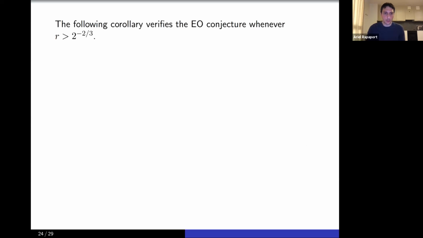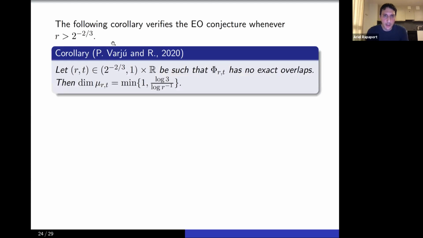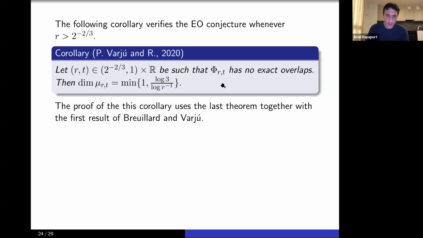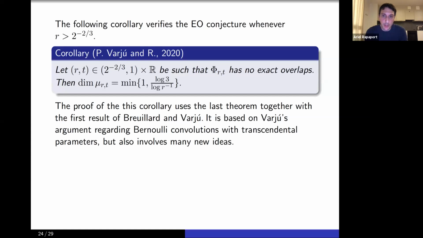I'll move on to the last two corollaries, which are more interesting and require more work. The following corollary verifies the conjecture for every point in the parameter space whenever r is larger than this constant. So it says that for points in the parameter space where r is larger than this, if we know that phi_(r,t) has no exact overlaps, then there is no dimension drop. The proof uses the last theorem I have with Varju, and the first result of Breuillard-Varju, the one involving the Mahler measure. The idea of the proof is based on Varju's argument regarding Bernoulli convolutions with transcendental parameters, but it also involves many new ideas.